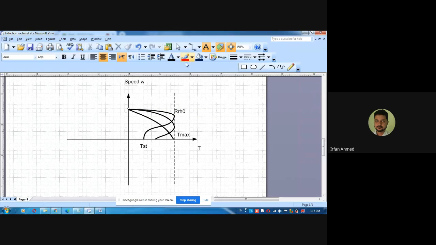Represent this by R_r0. R_r0 means there is no external resistance in the rotor circuit. This characteristic. This one I'll call R_r1. This one can be R_r2.